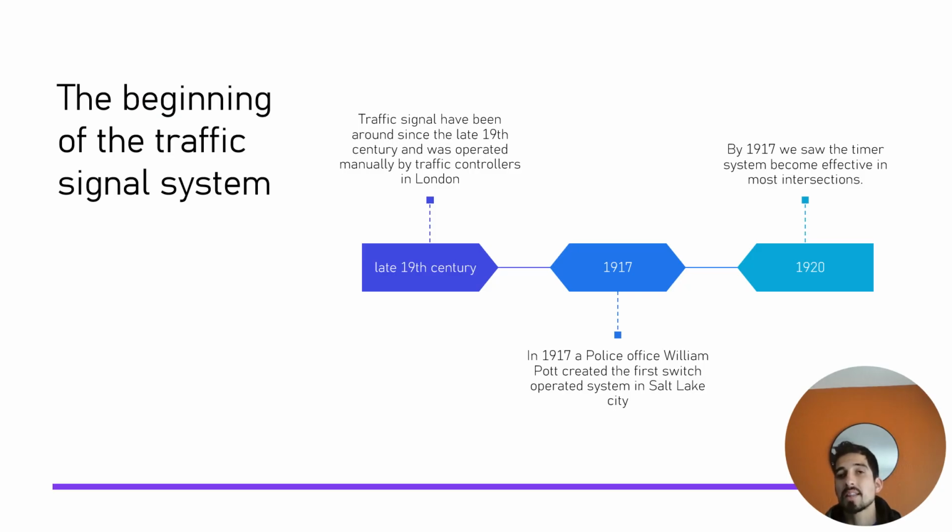From the beginning, traffic light signal systems started in about the 19th century in London. They literally had a little flicker of light, a candle wick light, and they would control the signals by changing where the light would flow through each, the red, green, and yellow. By 1917, we saw police officer William Pott create his first switch operating system, operated in Salt Lake City. By 1920, we saw a timer system become more effective in most intersections in the United States.